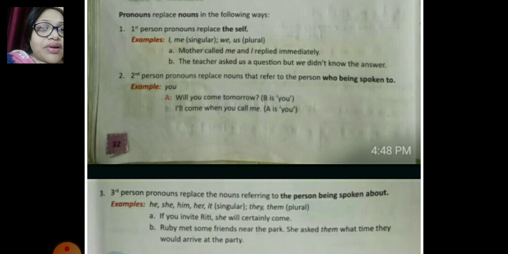Third person pronoun replaces the noun referring to the person being spoken about. So third person pronouns always refer to the person who is being spoken about. Examples are he, she, her, it, they for singular case, and they and them for the case of plural. If you invite Riti, she will certainly come. So here see, she. Ruby met some friends near the park. She asked them what time they would arrive at the party. So here, them is also a pronoun.